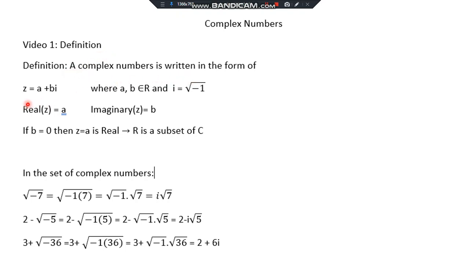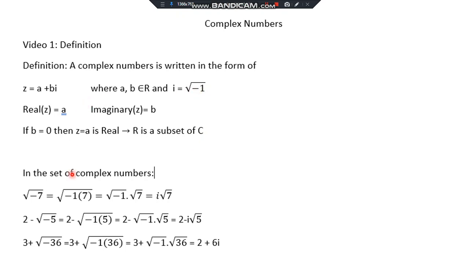A complex number is a number written in the form z = a + ib, where a and b are real and i is the square root of minus 1. The square root of minus 1, we all know, does not exist in the reals. It's impossible. However, we have created a new set, called the complex numbers, denoted by C, where the square root of minus 1 exists.